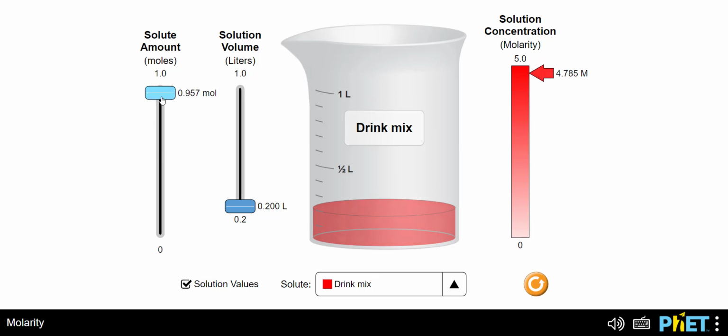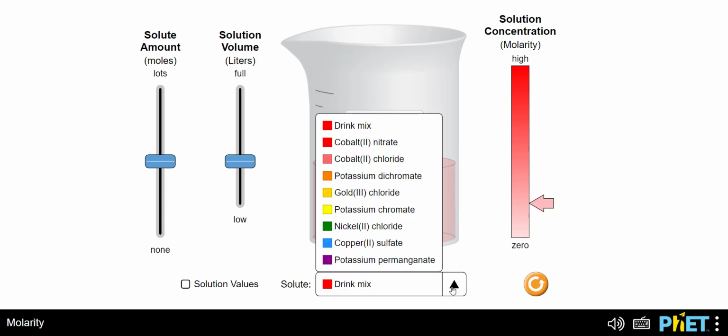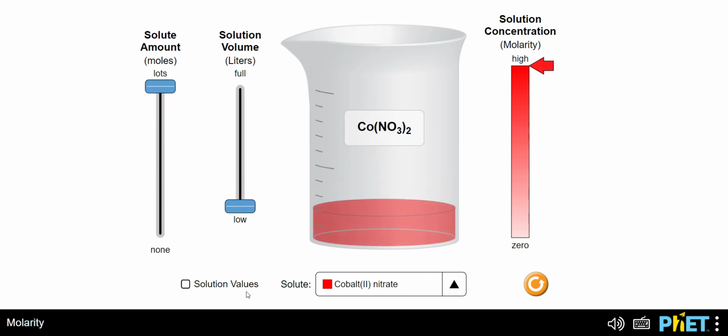So now I'm going to reset. Everything starts out at 0.5. Now let's try the next one, which is cobalt(II) nitrate. If I decrease the volume and increase the solute, again, I've gotten to 5 molar, and I can't adjust these concentration values any further, so that's not saturated. Let's reset.